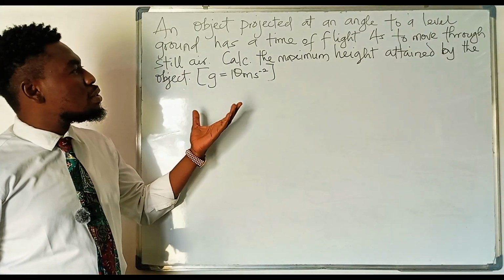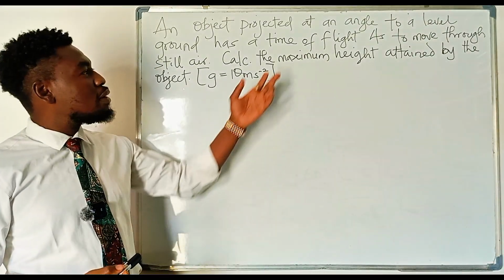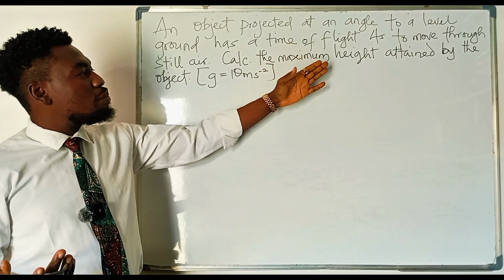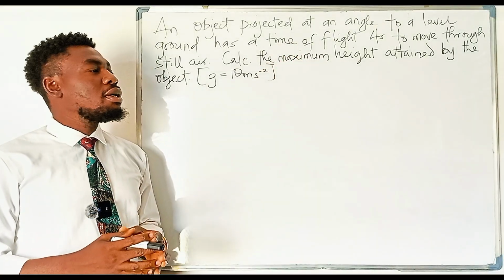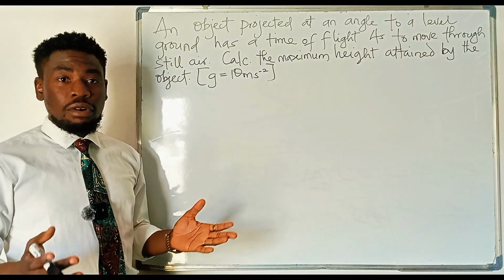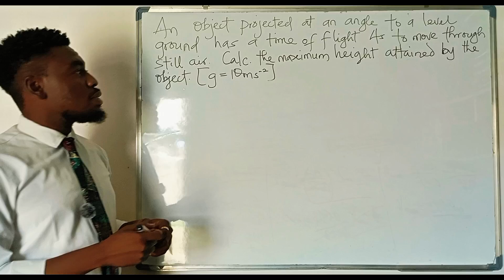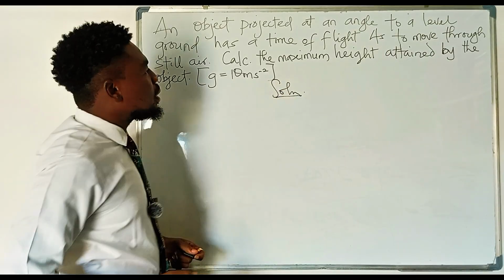So clearly this question is coming from what? Projectile. It's coming from projectile. And in projectile we have subtopics: time of flight, maximum height, and range. Those are the subtopics that are within projectile and their formulas. So if we're to solve this question, let us bring out what is given to us first.